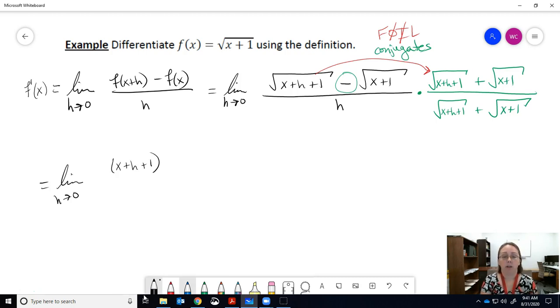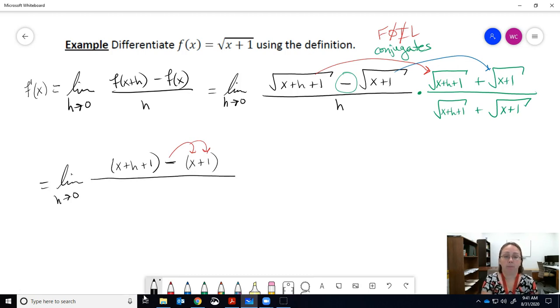Square root's gone. If we multiply the last terms, a negative and a positive make a negative, then square root times itself, we just end up with what's inside. Make sure you put the parentheses for that second one because it's minus everything in the parentheses.